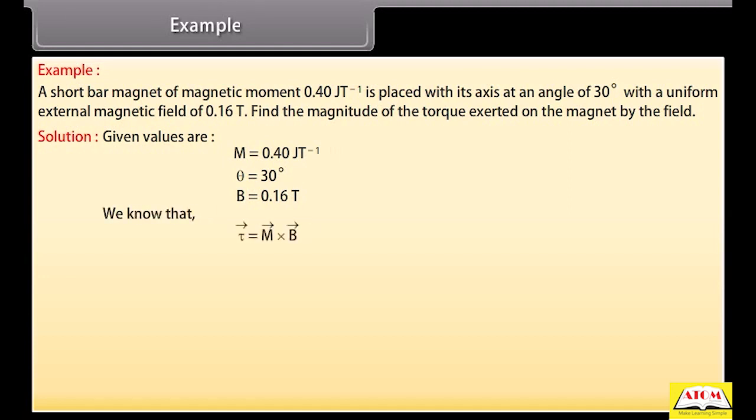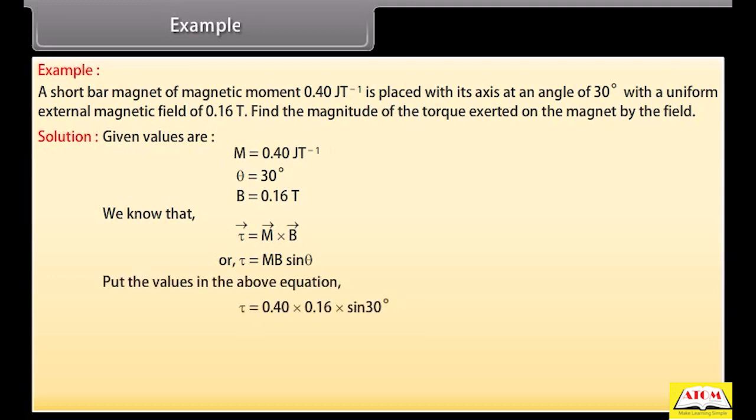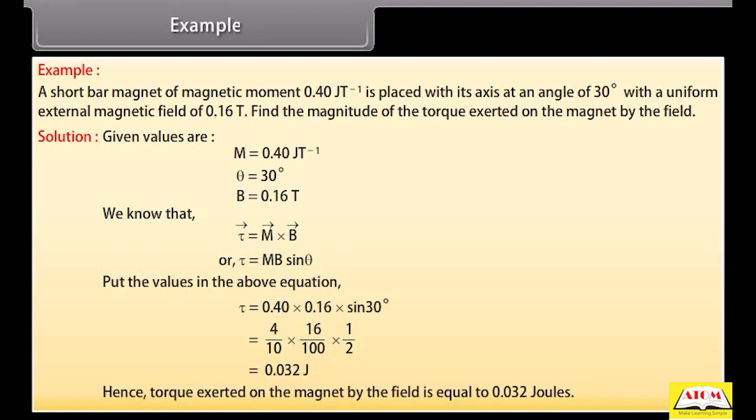We know that τ = m × B, or in terms of magnitude, τ = mB sin θ. Put the values in the above equation. τ = 0.40 × 0.16 × sin 30 degrees. On calculating the equation, we get the value of τ, which is equal to 0.032 joules. Hence, torque exerted on the magnet by the field is equal to 0.032 joules.